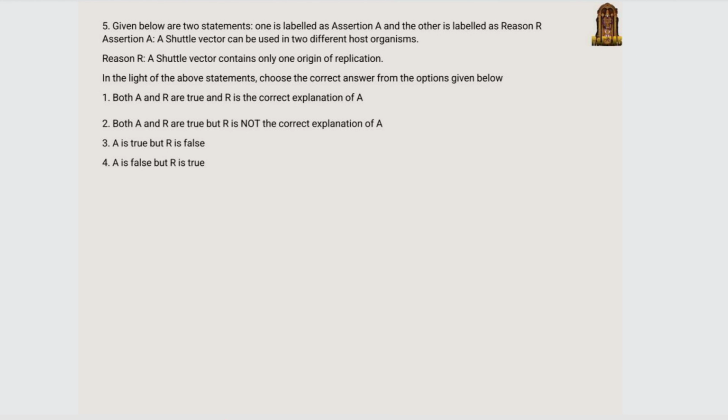It is an assertion and reason based question, and it is asking about the shuttle vector. So before going deep into it, we should have a basic knowledge of the vector. So what is the vector? Vector is a specific kind of DNA construction. It is a technology to transfer a target DNA inside your target cell. Right? That is the specific vector construction.